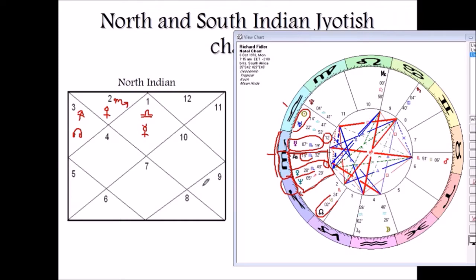By the way, the south node is always directly opposite the north node. And its symbol is also an inversion of the north node symbol.